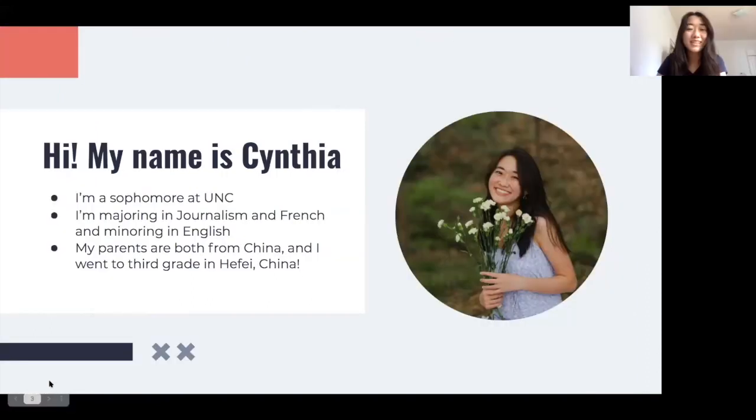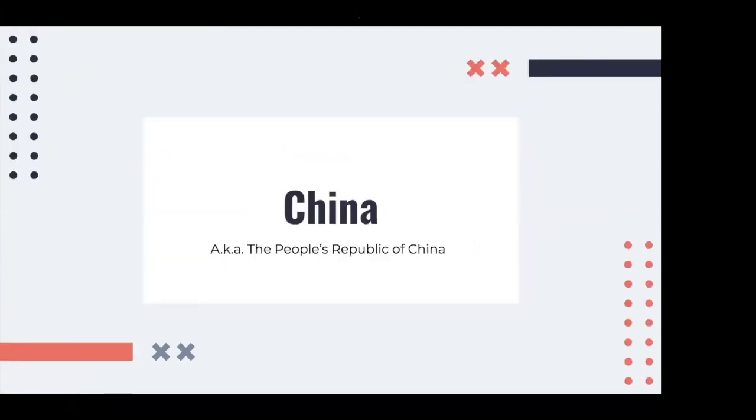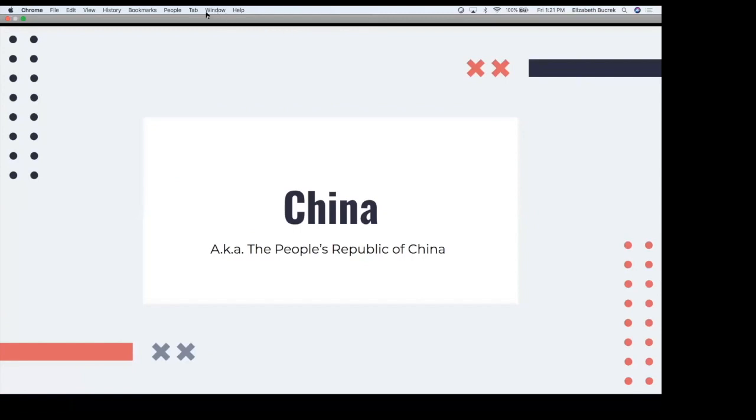Hey, my name is Cynthia. I'm a sophomore at UNC. I'm double majoring in journalism and French, and I'm minoring in English creative writing. So both my parents are from China, and I'll be talking about China today. I also went to third grade in Hefei, China, which is where my family's from. So we will move on to China with Cynthia.